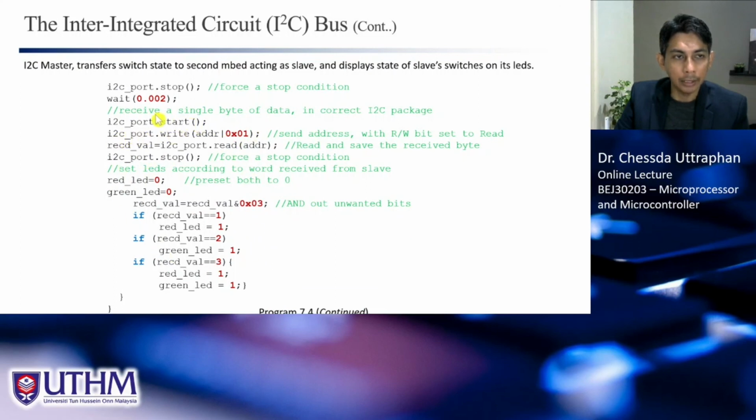So again, the master needs to start the communication. So we start, and we write the address, and the address is 52. And remember that 52 is 7-bit, and we need to set whether we want to read or write.